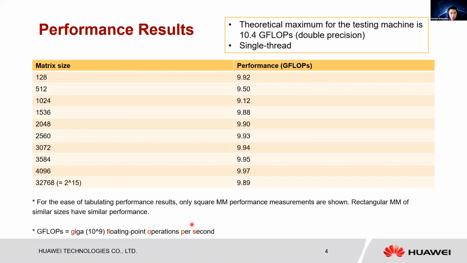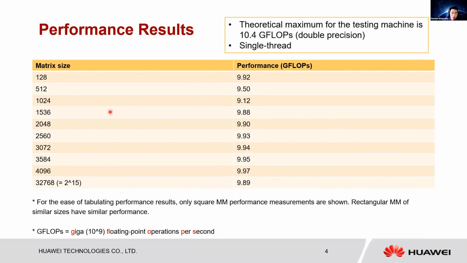By the end of this talk, you should be able to understand which techniques we use to achieve this high performance. So we are testing on a machine where the theoretical maximum for a double precision single thread is 10.4 GFLOPs. GFLOPs stands for giga floating point operations per second. And the theoretical maximum for the machine is 10.4. And we can get quite consistent 9.9 all the way up to a very large matrix.